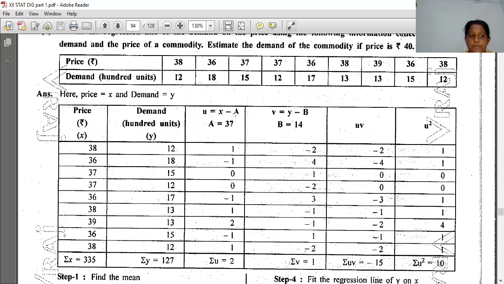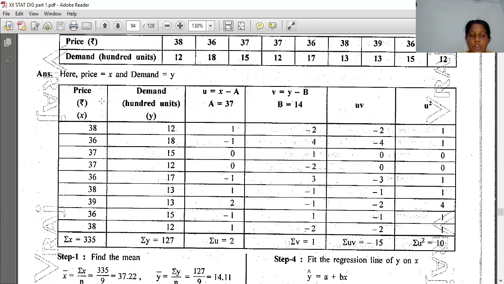Now see this calculation, the solution portion. Price we will write X, demand Y, then we will find U. See children, all the numbers are in small digits. On the Y axis, all the digits are less than 20, and on the X axis, all the digits are more than 20. So either you can go for the x minus x bar method, or you can go for the UV method. X minus x bar is also applicable, right? Now here the UV method is given, so we will find it by the UV method.